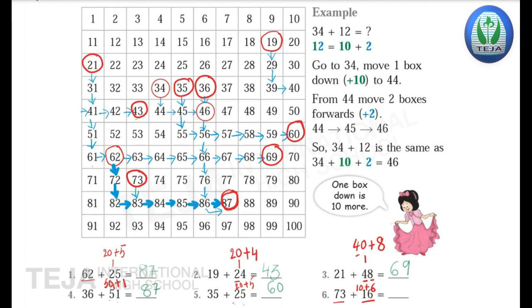Now from here you have to move forward 6 times. 6 is there in the ones place. 1, 2, 3, 4, 5, 6. So where are we stopping here? At 89. So 73 plus 16 is how much? It's 89. Write 89 in the blank, children.